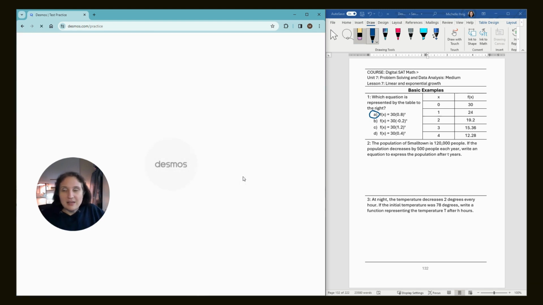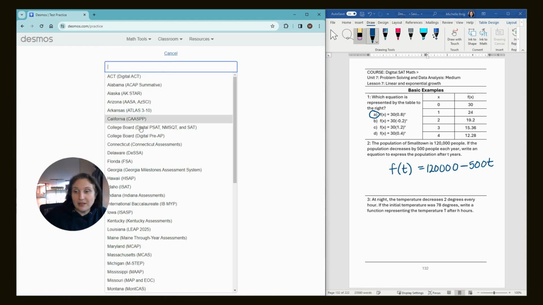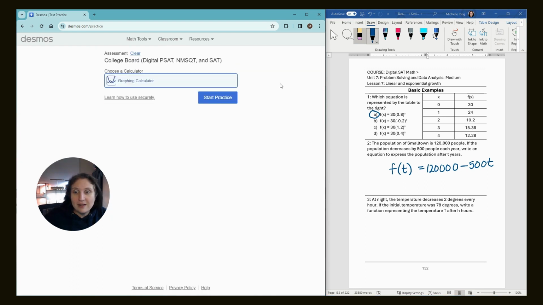So in this case, every year we're going down by 500 people. So we can just write f of t because it wants it in years. We're starting with 120,000 people, and every year we go down by 500. And then t would just be the years. And that's it. Oh, look, I can show you. Somehow my screen refreshed, so we click choose assessment and click Digital SAT.